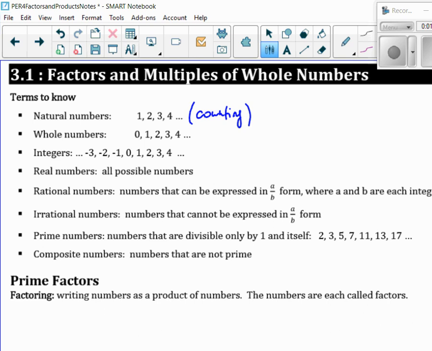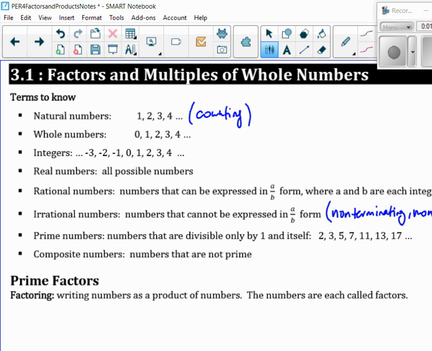Rational is any number that can be written as a fraction. It includes terminating decimals, and it includes repeating decimals. Okay, and irrational numbers are the ones that can't be written in fraction form. So I always say it's non-terminating, non-repeating decimals, right? Okay, not a pattern. A pattern doesn't mean it's repeating, right?